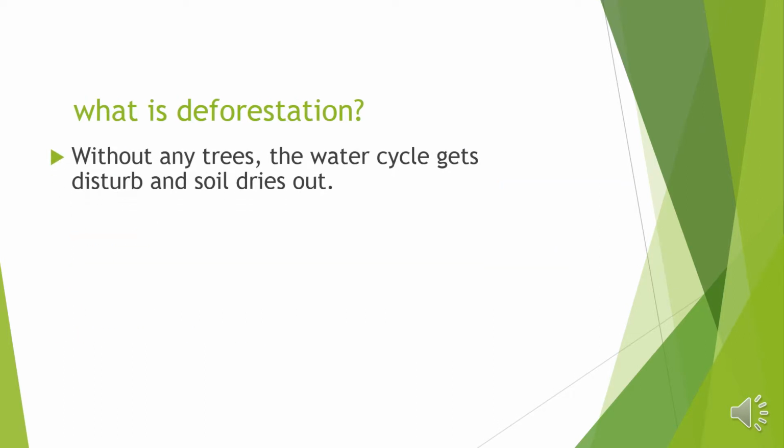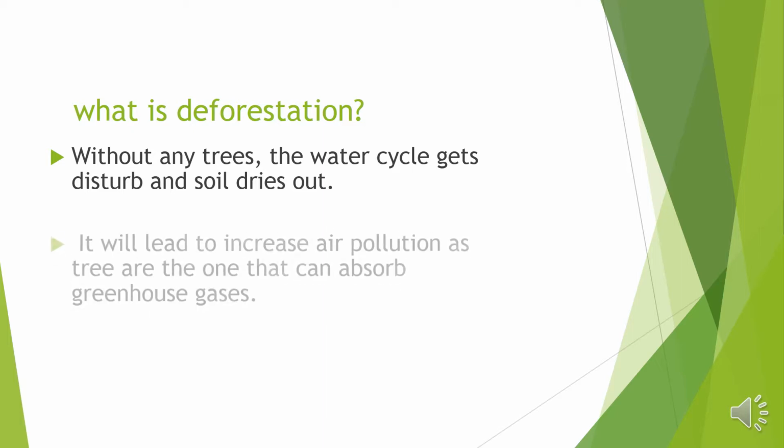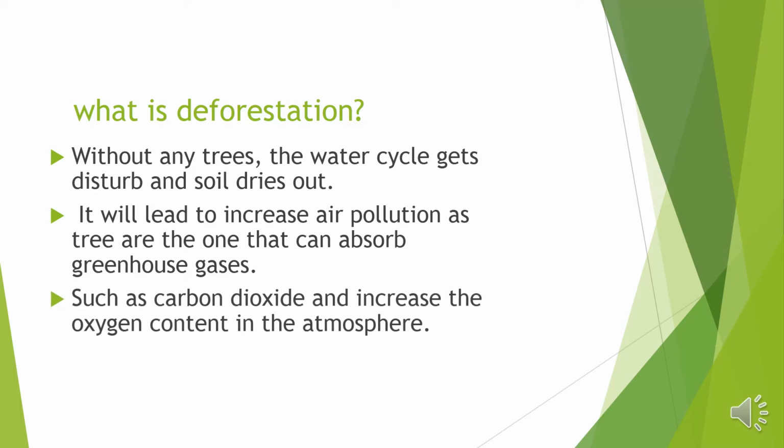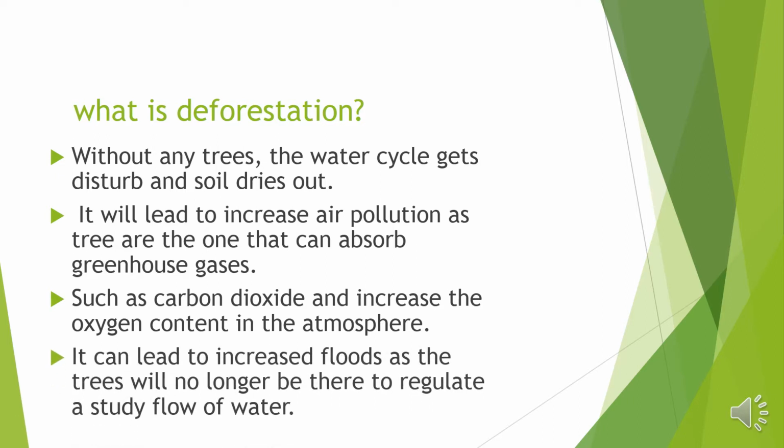Without any trees, the water cycle gets disturbed and soil dries out. It will lead to increased air pollution as trees are the ones that can absorb greenhouse gases such as carbon dioxide and increase the oxygen content in the atmosphere. It can lead to increased floods as the trees will no longer be there to regulate a steady flow of water.